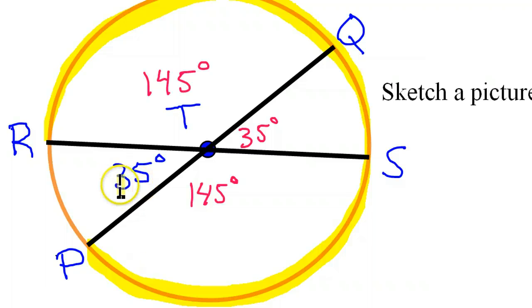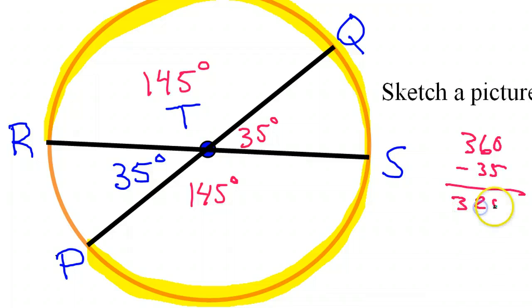PSR is the entire circle minus 35 degrees. It's everything except this. So in other words, we're talking about 360 minus the 35 degrees. Okay, 360 minus 30 would be 330. So this must be 325 degrees.